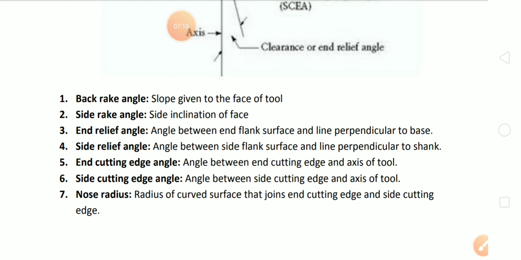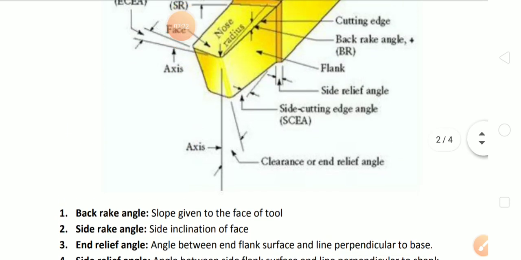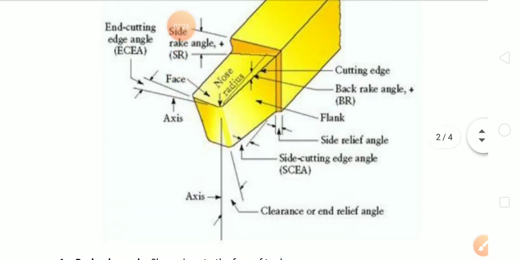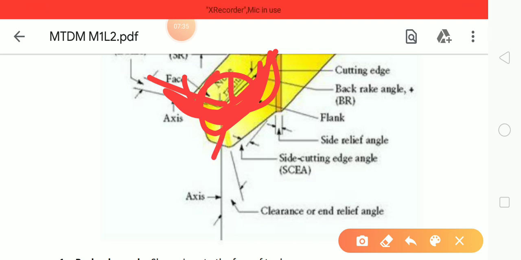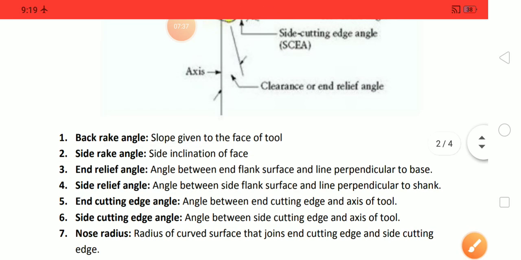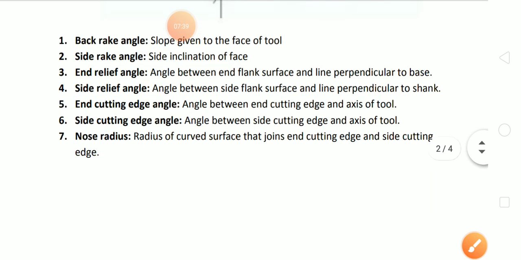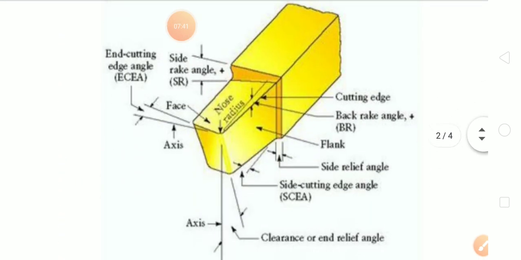Nose radius. Nose radius is the radius of a curved surface that joins the end cutting edge and the side cutting edge. See, the end cutting edge is here and the side cutting edge is here. These two form a circular shape, and this is the nose radius. So these are the 7 different elements or principal angles in a single point cutting tool.